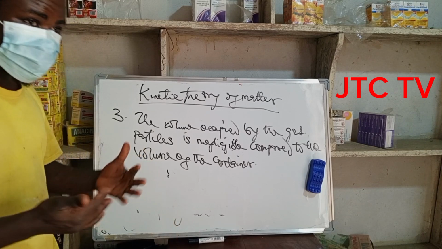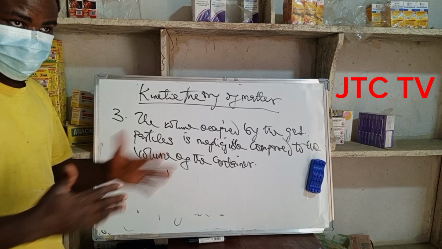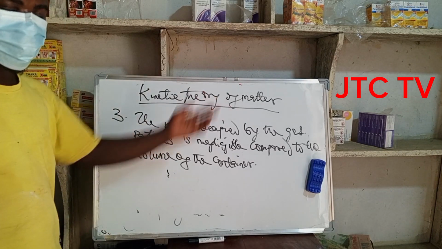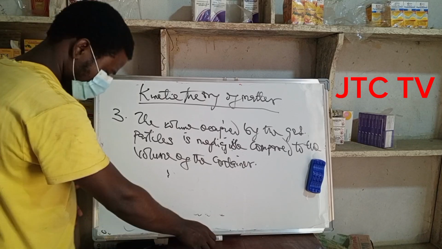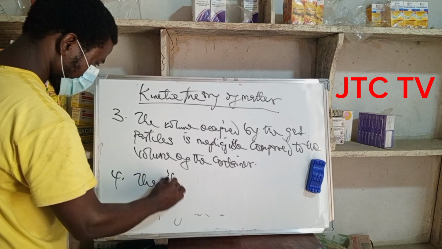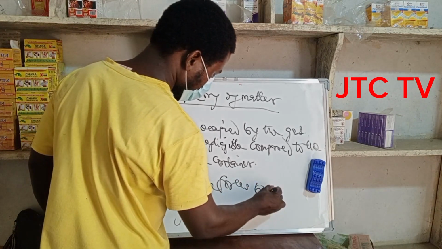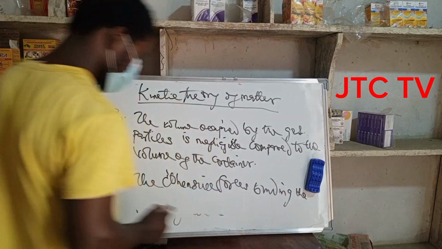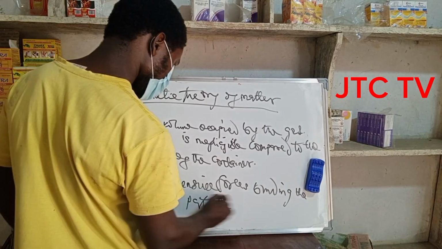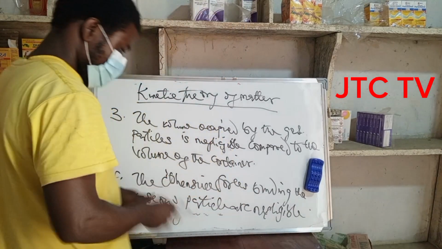The fourth one states that the cohesive forces binding the gaseous particles are also negligible. That's why the particles of a gas are farther apart from each other. They are not closely joined together. They are farther apart. That's why they can move in a haphazard zigzag manner. So the fourth theory states that the cohesive forces binding the gaseous particles are negligible.